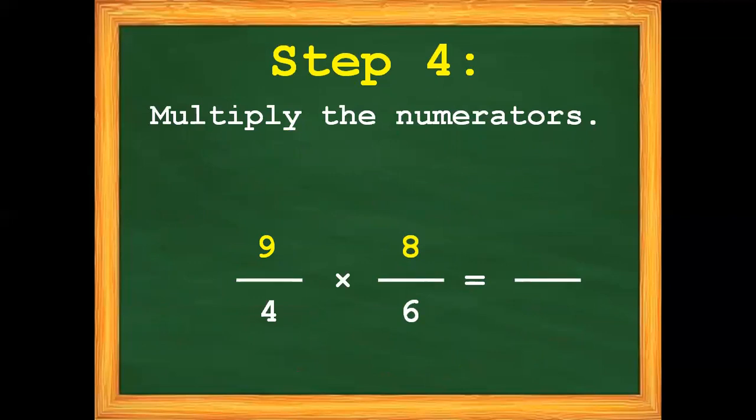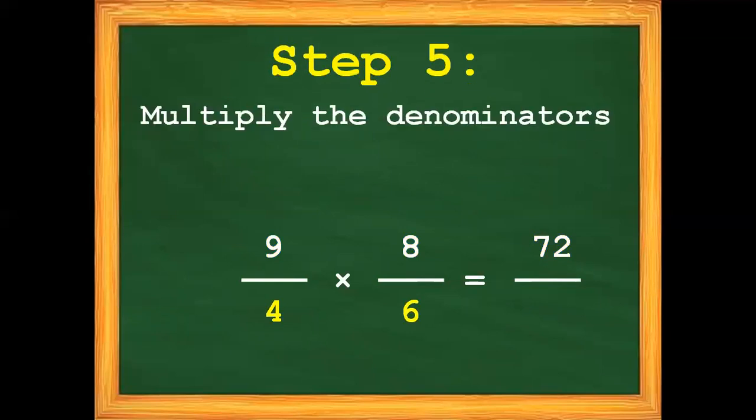Step number 4. Multiply the numerators. 9/4 times 8/6. The numerators are 9 and 8. So 9 times 8, the answer is 72. Step number 5. Multiply the denominators. 9/4 times 8/6. The denominators are 4 and 6. So let's multiply 4 and 6. 4 times 6, the answer is 24.